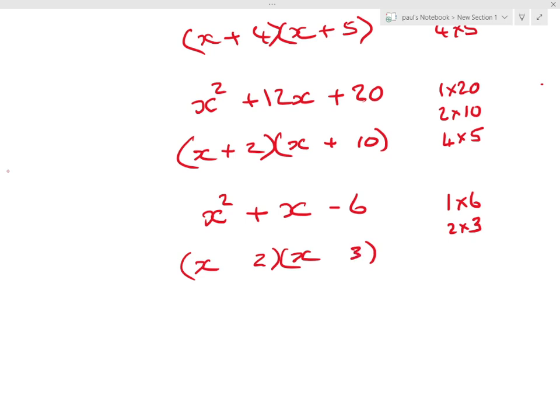Now, the answer here is minus 6. So in order to multiply these two together, one of them has to be a minus and one of them has to be a plus. And when we add them together, we've got to end up with plus 1. So it's going to be plus 3 and minus 2. Yeah, 3 minus 2 is 1. Minus 2 times plus 3 is minus 6.